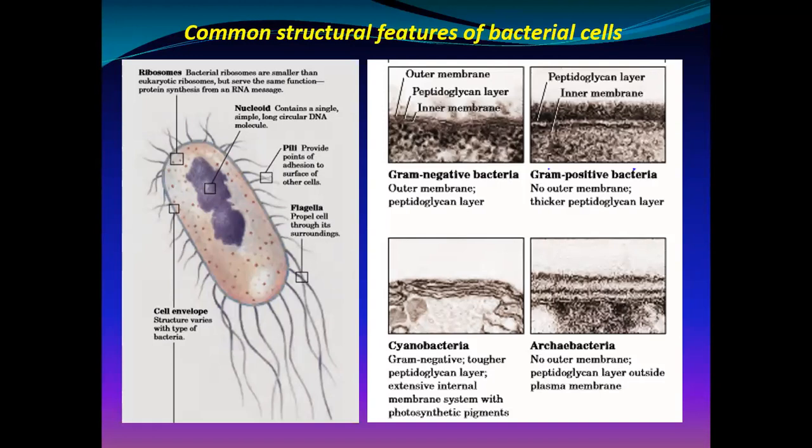And then other than that, you don't have mitochondria, you don't have endoplasmic reticulum. Understand? All these organelles are not there, right? It's a very basic structure. Ribosome is there for the synthesis of protein.